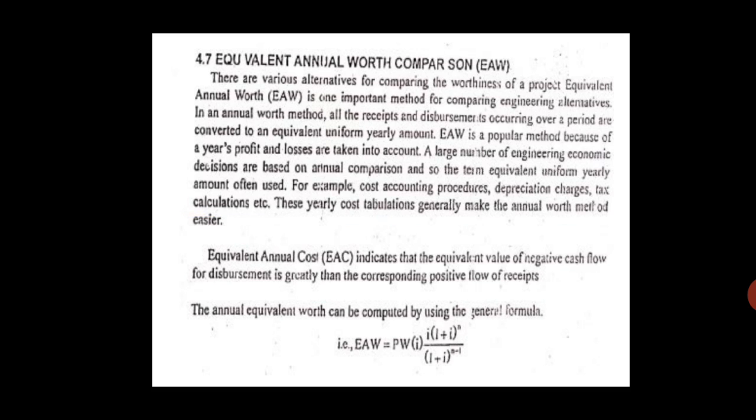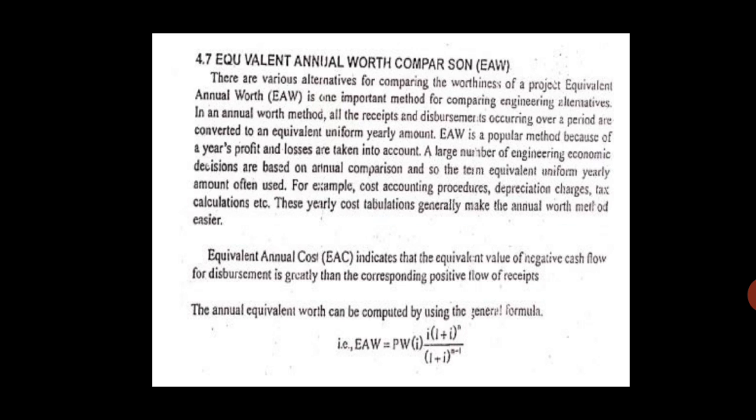So what is this equivalent annual worth? We have already seen the present worth method as well as the future worth method for comparison of various projects. This is equivalent annual worth comparison. There are various alternatives for comparing the worthiness of a project. Equivalent annual worth (EAW) is one important method for comparing engineering alternatives.